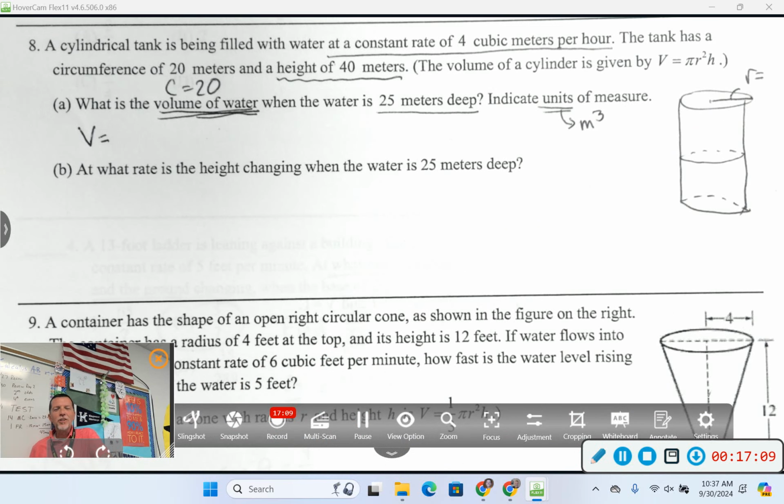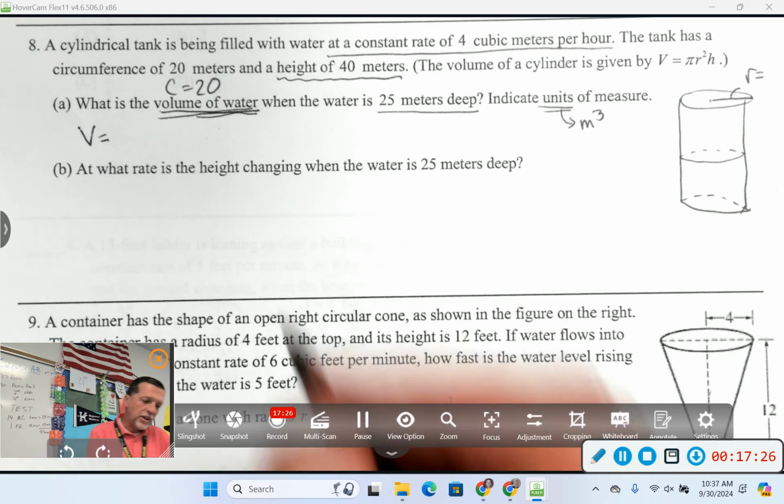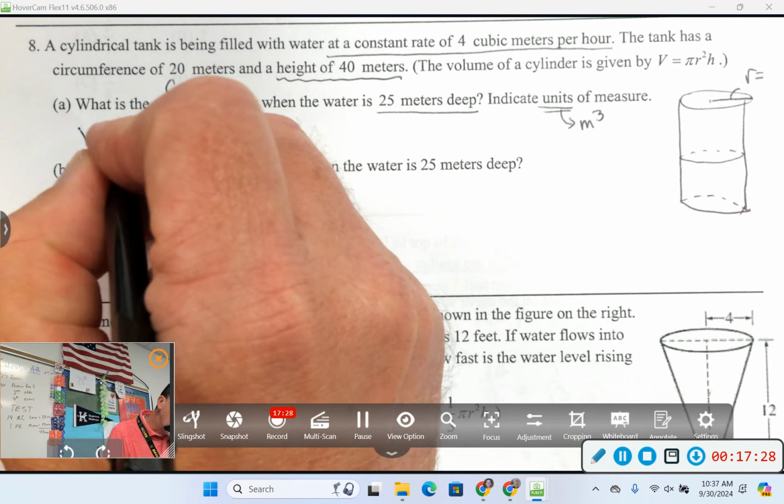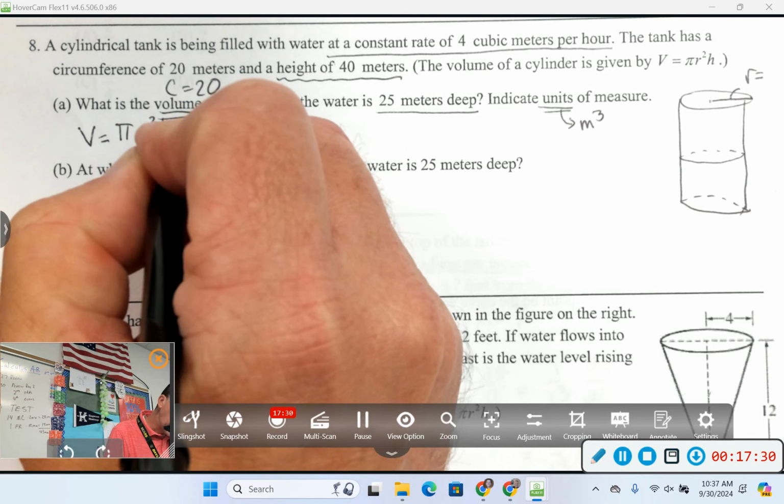What kind of derivatives are involved in part A? Trick question. What kind of derivatives are involved in part A? None. Because nothing is changing. It just says how deep is the water. Or, I mean, how much water is there? So pi r squared h.